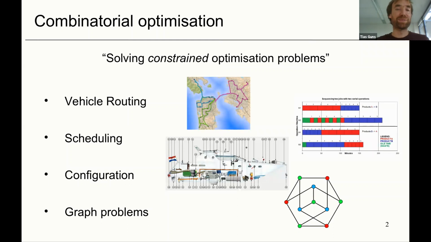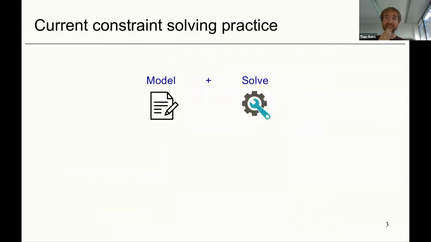Obviously, you know what constraint optimization is. It's about solving constraint optimization problems: routing, scheduling, configuration, and so forth. Now, as you've probably seen on Monday, the typical practice in coming up with a constraint model is that we first model the problem in terms of an exact, precise specification of constraints. And then we give this formal specification to an optimizer, to a constraint solving system like MiniCP.